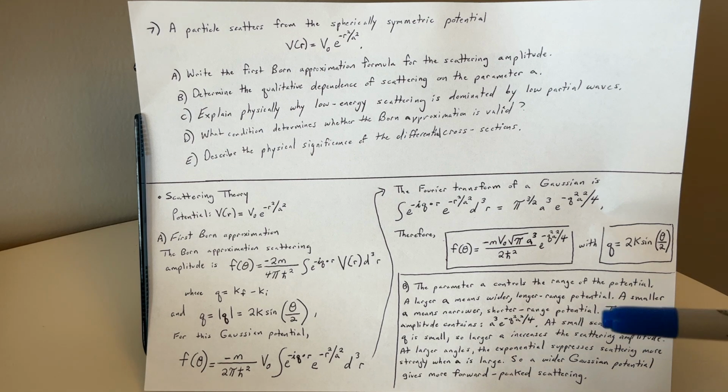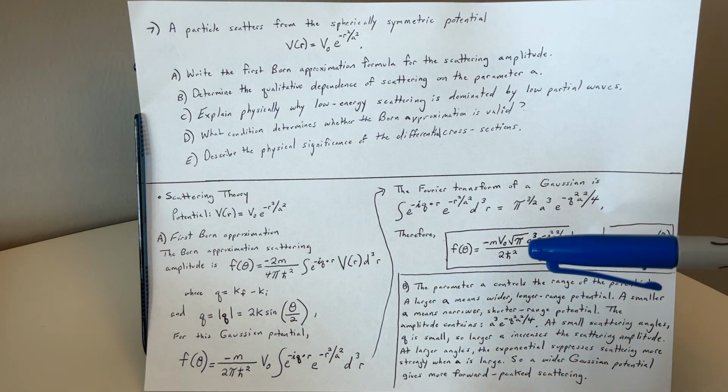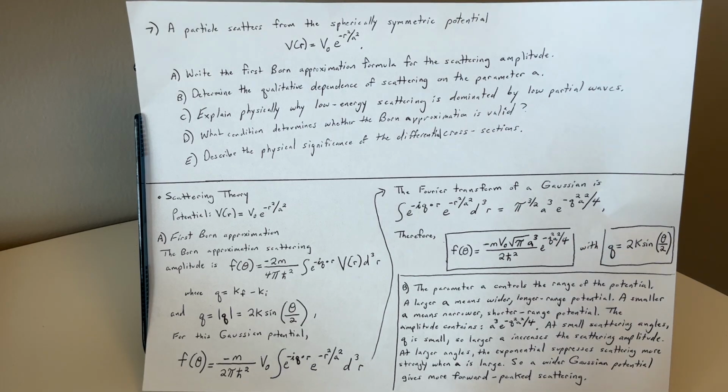And from that, we can find that f of theta equals negative m V naught times square root of pi a cubed over 2 h bar squared times the quantity e to the negative q squared a squared over 4, with q equaling 2k sine of theta over 2.